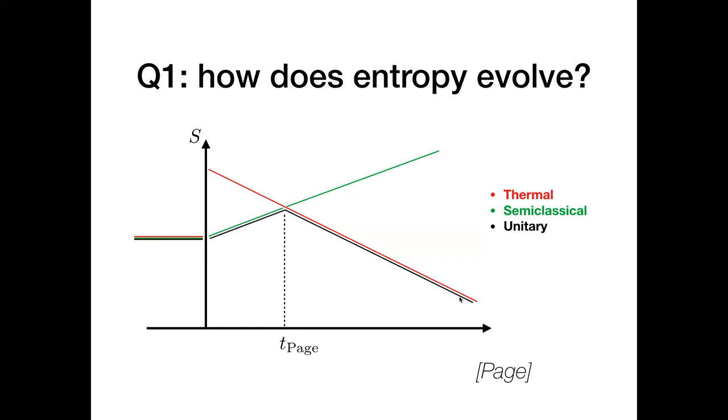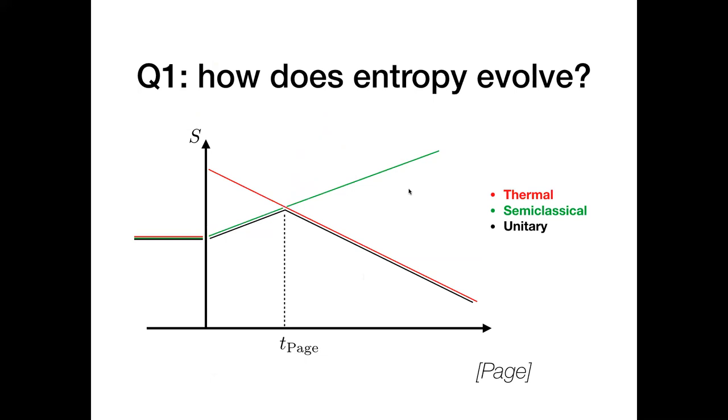So this is more often seen just for a black hole formed from collapse, where you don't have this initial piece of the curve. The entropy goes up for a time, and then at the so-called Page time, it turns around and starts coming back down. So that's the first question we're going to be asking.